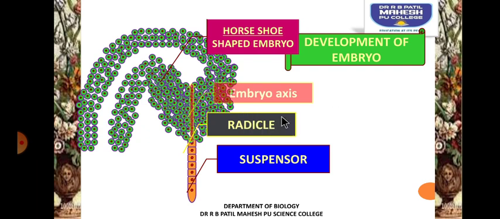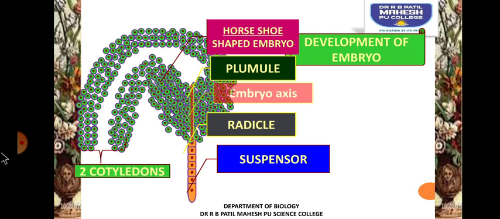Now from the below region of the embryonal axis what will develop? Radicle, which is going to form the root system. From the above region of the embryonal axis what will develop? Plumule, and that is going to form what? Shoot system. Clear? Now these elongated thread-like structures are called cotyledons.